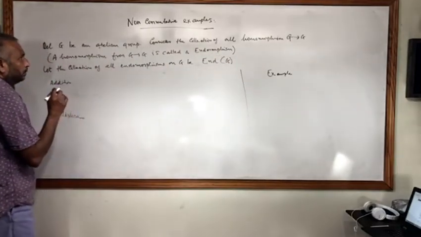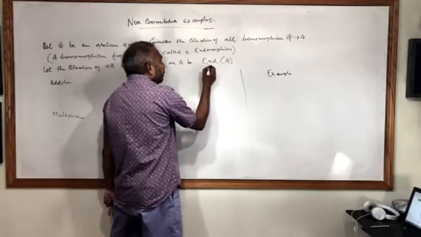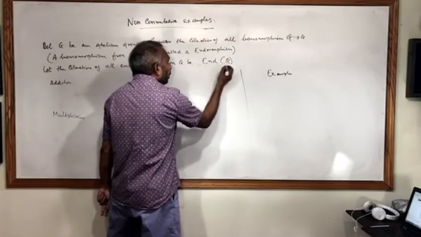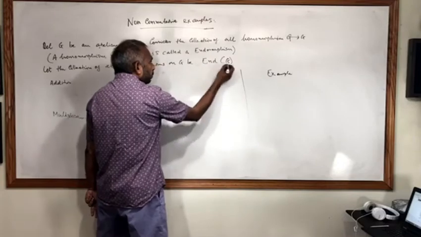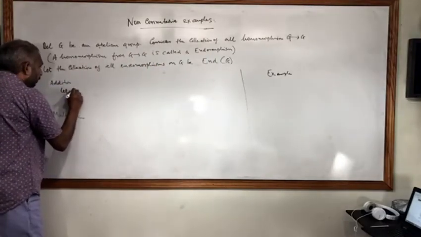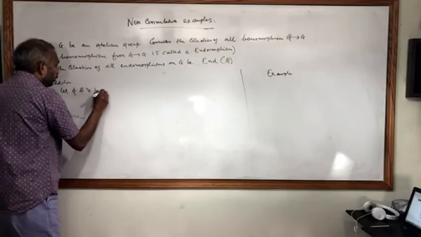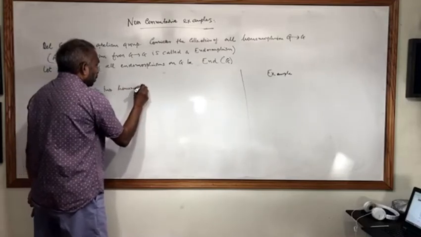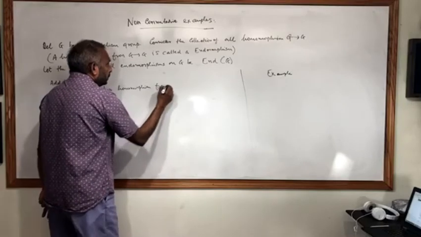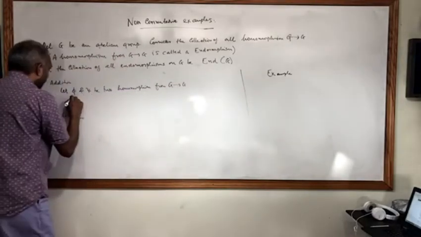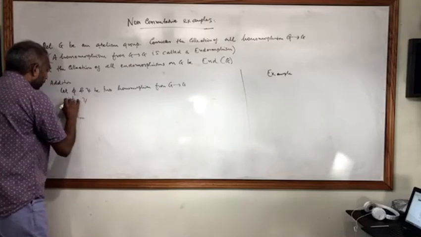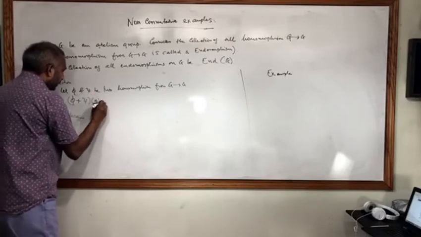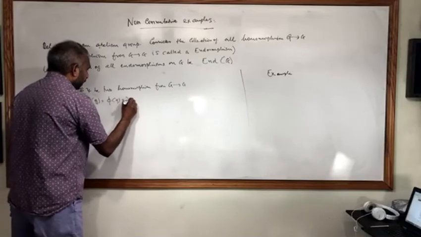So the addition: this contains endomorphisms, or homomorphisms from G to G. So we take two endomorphisms from G. Let phi and psi be two homomorphisms from G to G. Then (phi plus psi) of g is equal to phi of g plus psi of g.